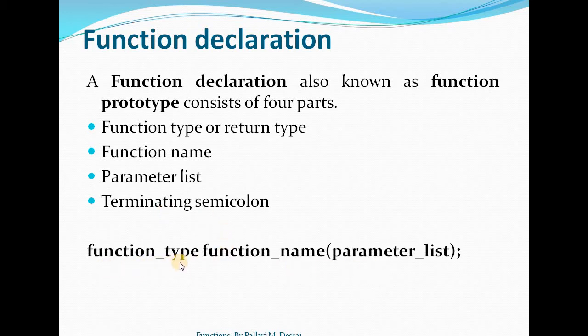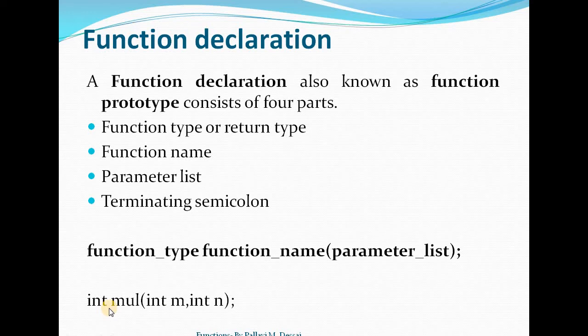First we have to give the function type or the return type. Next we have to give the function name. Next we have to give the parameter list. Parameter list is nothing but the inputs given to this particular function, and it has to end with a semicolon. This is very similar to the function header which we have seen in previous lectures, except that here we are using the semicolon. Here is an example of how we are going to declare the function prototype.